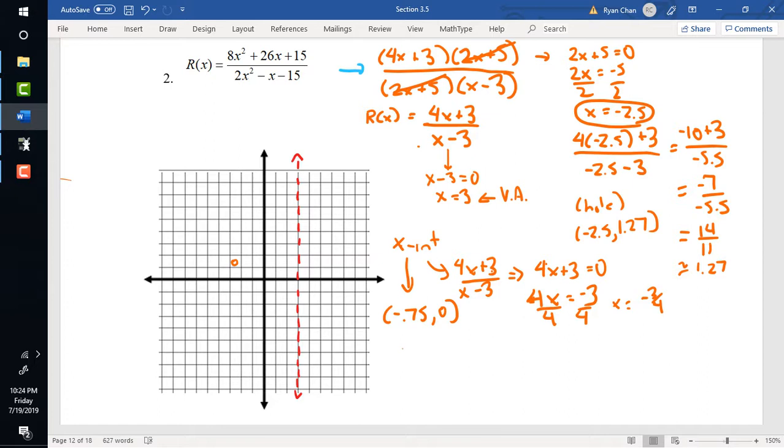And then my y-intercept, remember, is when x is equal to 0. So I'll plug in 0. R of 0 is equal to 4 times 0 plus 3, over 0 minus 3, which will give me negative 1. So I have a y-intercept at 0, negative 1. So I have negative 0.75, 0, which is like right here if I approximate, and then 0, negative 1, which is approximately right here. Okay?